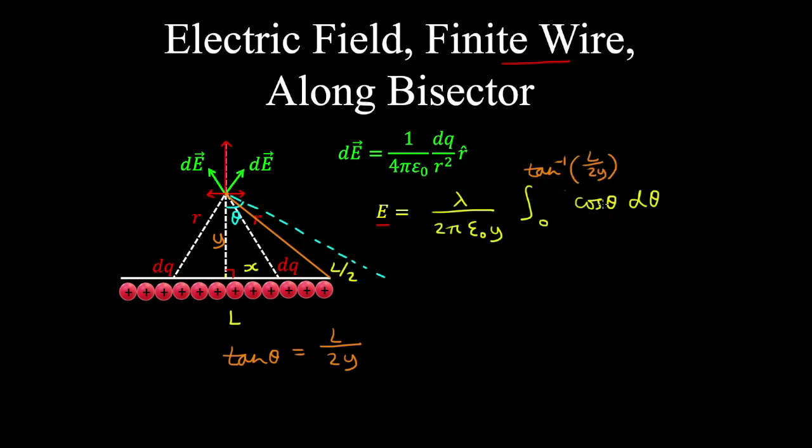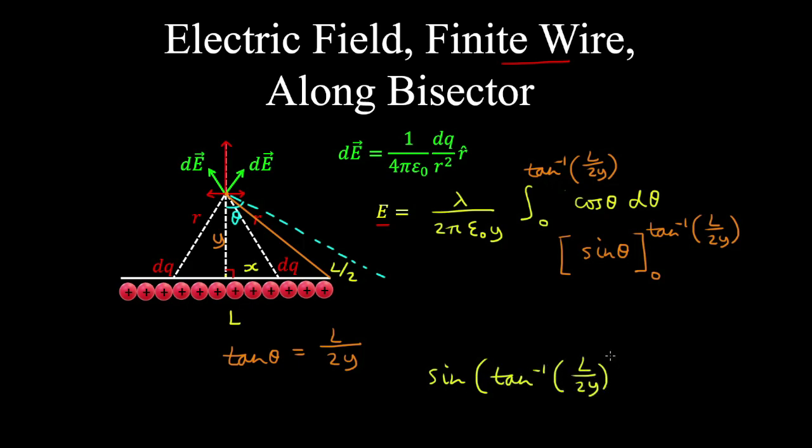So if we evaluate this integral, it'll evaluate the sine theta from theta is 0 to the arctan of L on 2y. So therefore we're going to get the sine of an arctan. So if we suppose this here is some general value being alpha, then using trigonometry you can simplify this to alpha on the square root of 1 plus alpha squared.